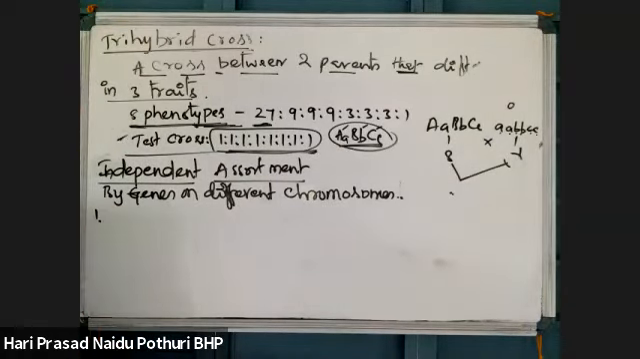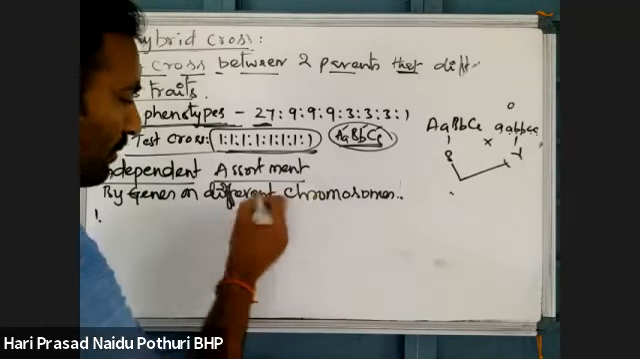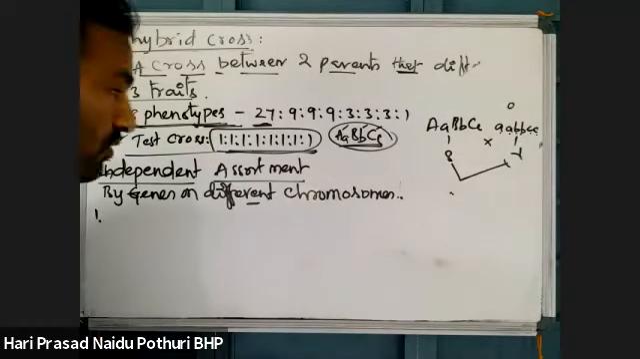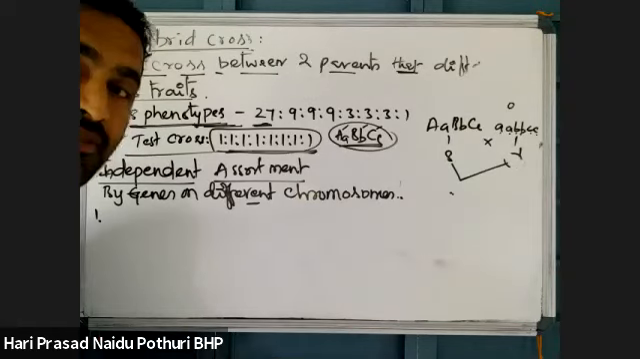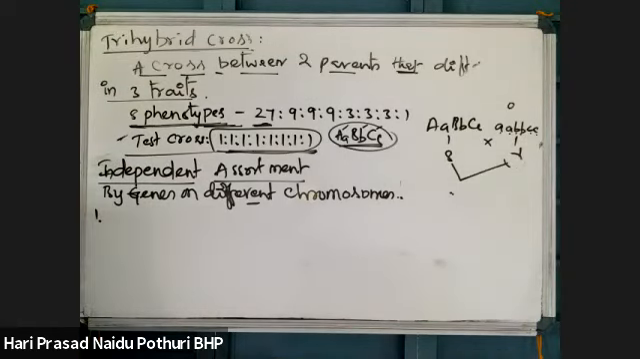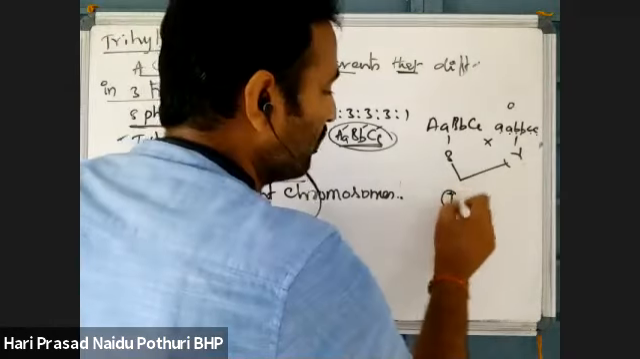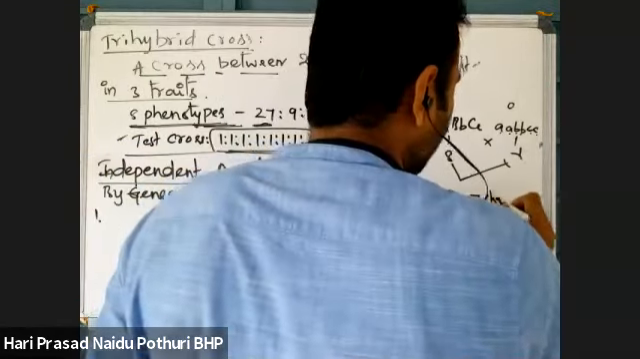Now, see here, how many chromosomes are present in Pisum sativum? I told you, 7 chromosomes. 7 chromosomes are responsible for 7 characters.